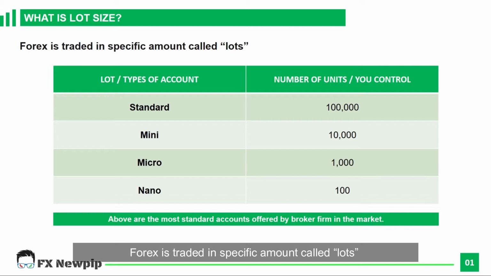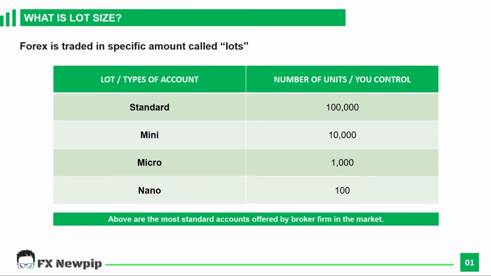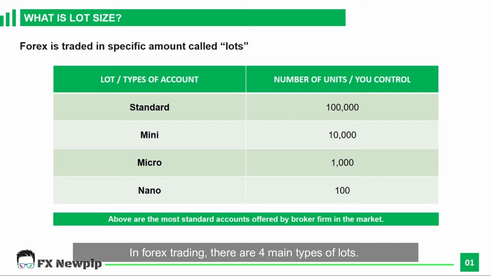Forex is traded in specific amounts called lots, and different Forex brokerage houses offer different types of trading accounts, which represent the number of currency units you will trade in Forex. Understanding lots is very important to your Forex trading because it will affect your trading strategies and your account risk. In Forex trading, there are four main types of lots. Let's start with standard lots.